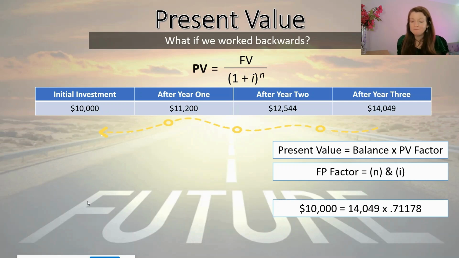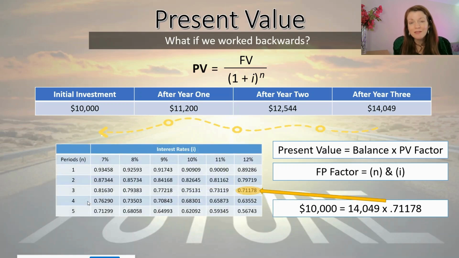So let's just say Alexandra said, I need $14,049 in 3 years. I'm going to be able to invest it at 12%, compounding annually. How much do I need to invest today? So we know the future value. We are trying to find the present value. So in that case, we would go to a present value chart. This is the present value of 12% interest for 3 years. And see, this time it gives us less than 1.